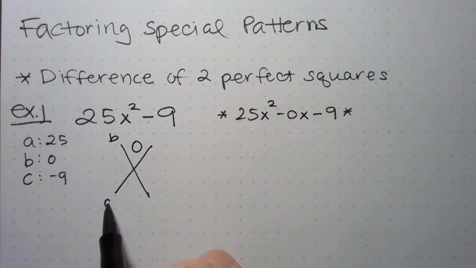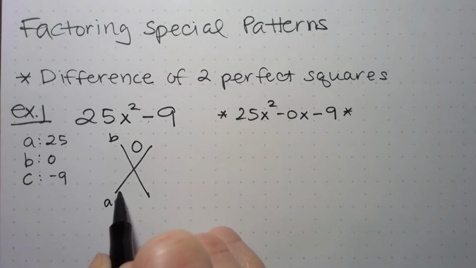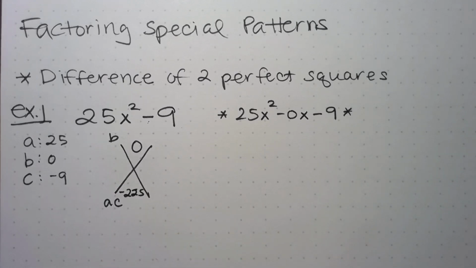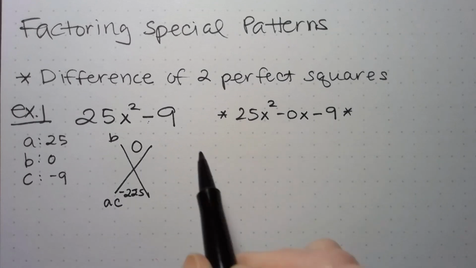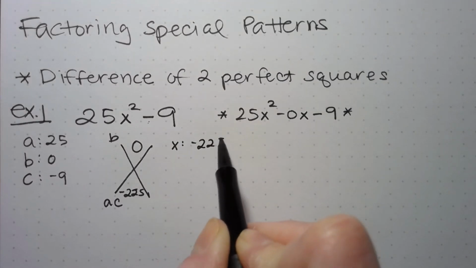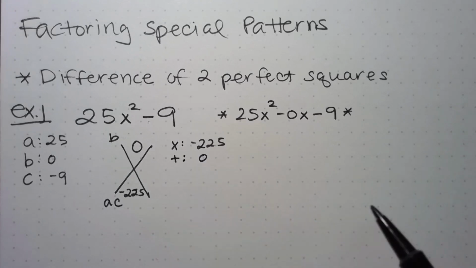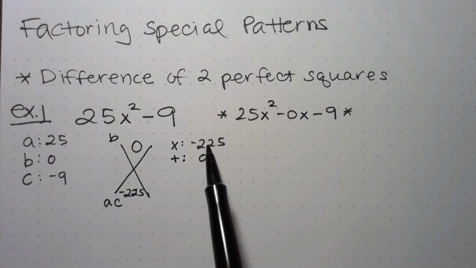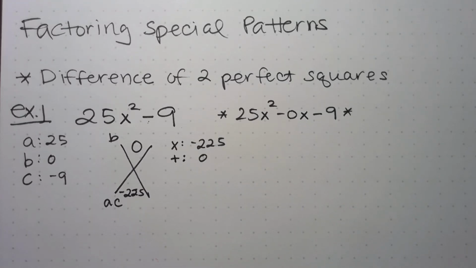My b is 0. My a times c is negative 225. Now I need something that multiplies to make negative 225 and adds to make 0. Now the only way two numbers can add to 0 is if they're opposites, right? Negative 2 plus positive 2 is 0. Negative 10 plus positive 10 is 0. So I need a number times its opposite. Negative 225 is going to be a positive times a negative. But it has to be the same digits, right?